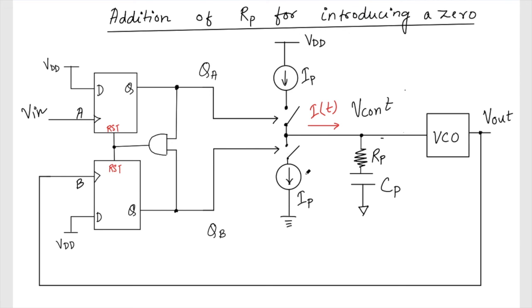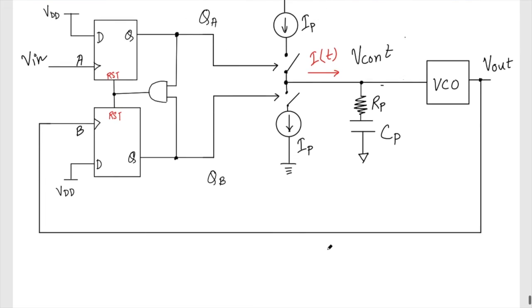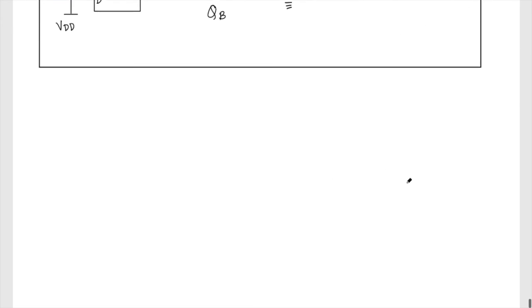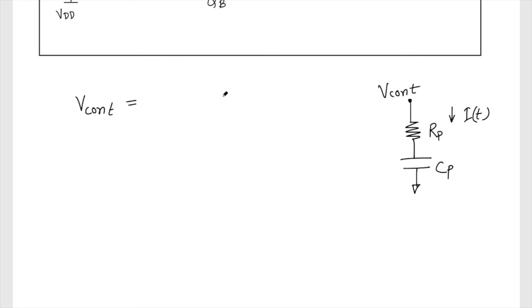So we are adding RP for introducing a 0. Okay, so now if I rewrite the expression again, I have my CP and I have my RP, and of course an IT current is flowing. So the potential developed, V cont, we can write as the RP into the current IT, and of course we have the integral of IT dt times 1 by CP.